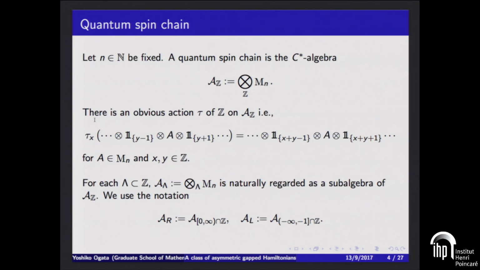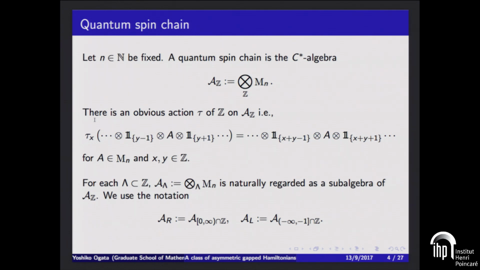Furthermore, for each subset lambda of Z, we can consider a tensor product of n by n matrices along this lambda, and they are naturally regarded as a sub-algebra of the full chain. In particular, in this talk, I would like to care about the right infinite chain and the left infinite chain, and I will use these notations.